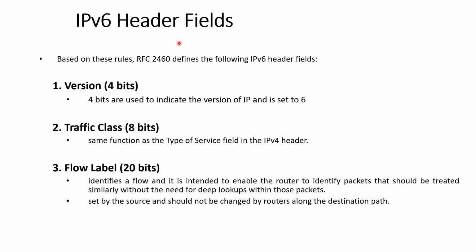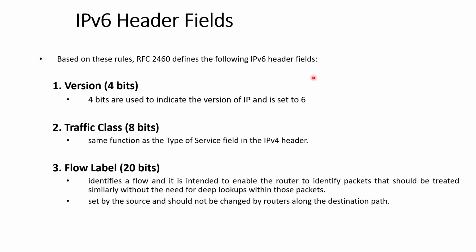IP version 6 header fields. Version, 4 bits. This field indicates the version of the protocol. For IP version 6, this value is always set to 6. Traffic class, 8 bits. The traffic class field is used for marking packets for quality of service handling. It allows the network to prioritize certain types of traffic, for example voice or video, over others.